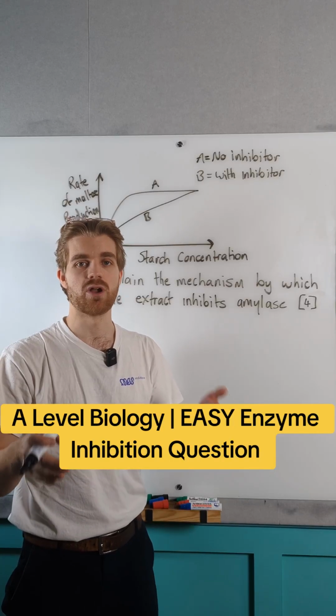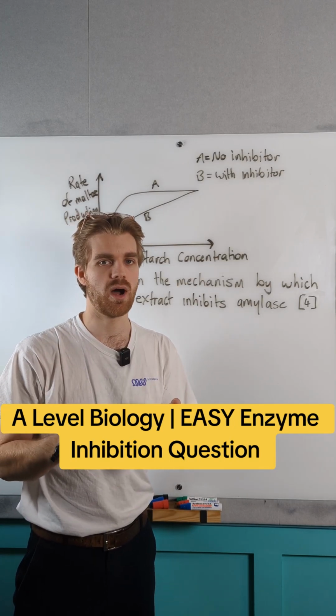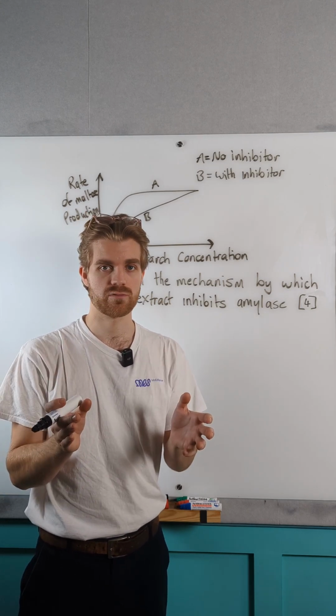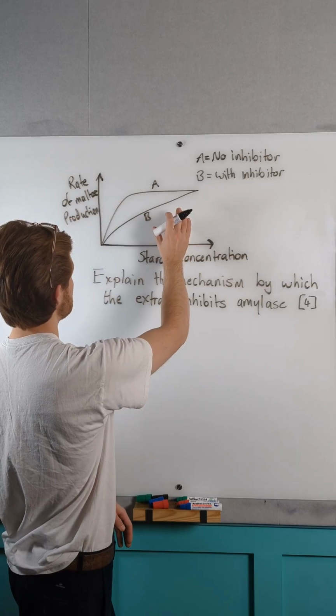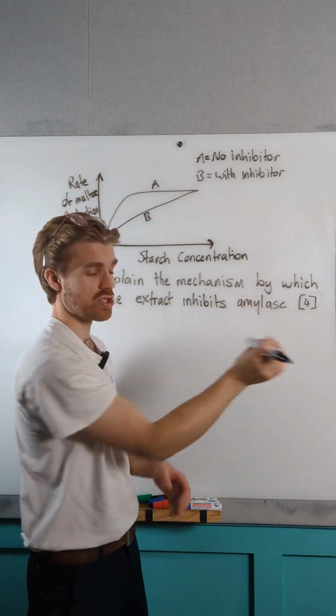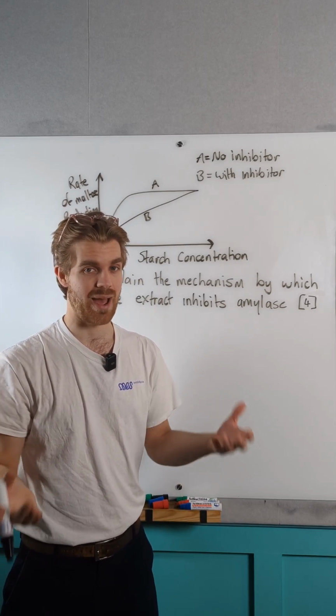Let's take a look and break down an easy question about enzyme inhibition. This is a really easy 4 marks, but it takes a bit of skill to recognise what's going on in the graph. We are given a graph here that shows us the rate of maltose production as the substrate concentration, which is starch, increases. So we can recognise that this is our enzyme amylase.